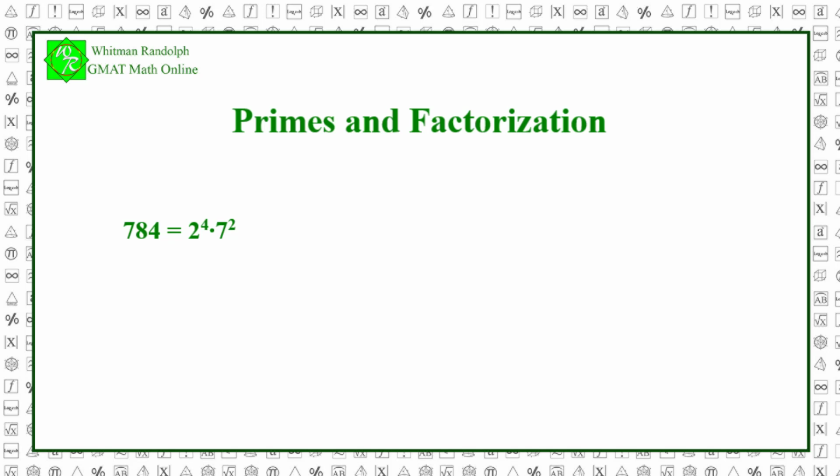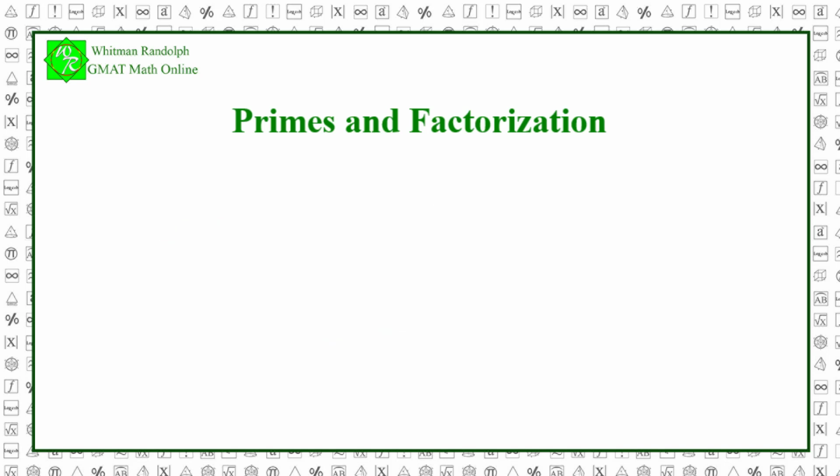Now let's ask some more questions. Besides 784 itself, are any of the divisors of 784 perfect squares? If so, which ones? To answer these questions, we again look at the prime factorization. From this factorization, it's not difficult to see there are 4 other divisors of 784 that are themselves perfect squares. These are 2 to the 4th, which equals 16, 2 squared equaling 4, 7 squared, which equals 49, and 2 squared times 7 squared, which equals 196.